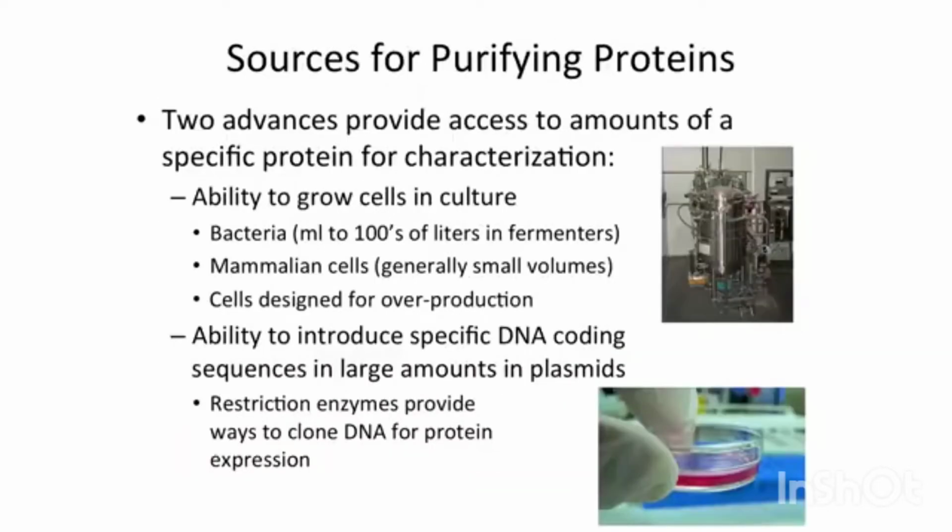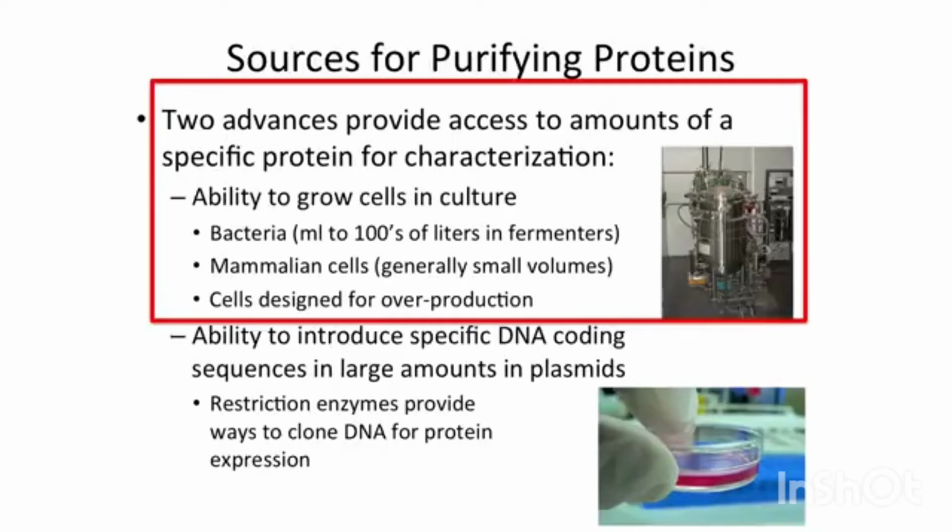So there were two more advances that were very important in purifying a wide range of proteins. One of those was the ability to grow cells in culture, and specifically to grow bacteria in hundreds of liters in fermenters, and there's one that's illustrated here. And they range in size. Fermenters can be a liter or they can be 1,000 liters. This one happens to be 100 liters. And mammalian cells are generally not amenable to growth in such large volumes. Generally, they are grown in much smaller volumes.